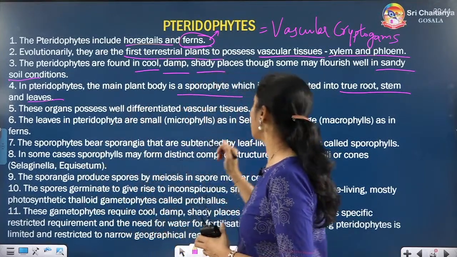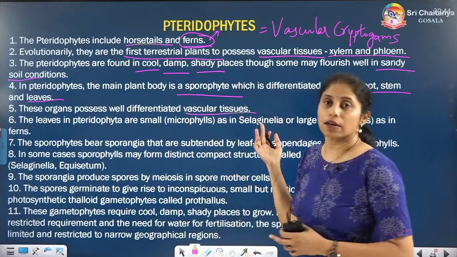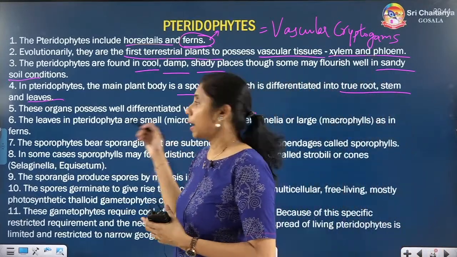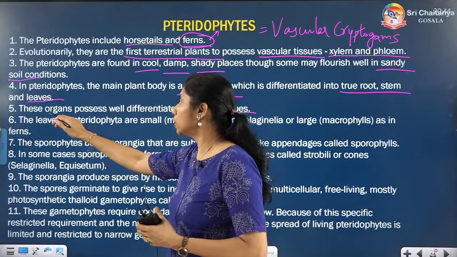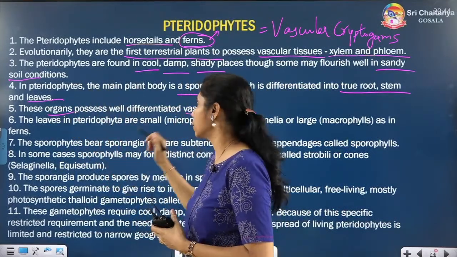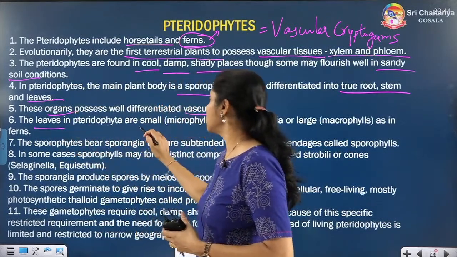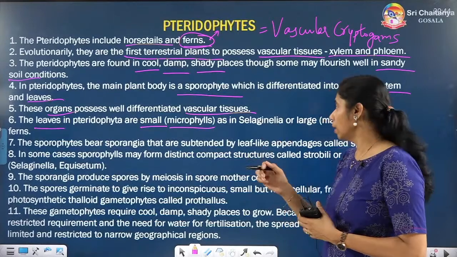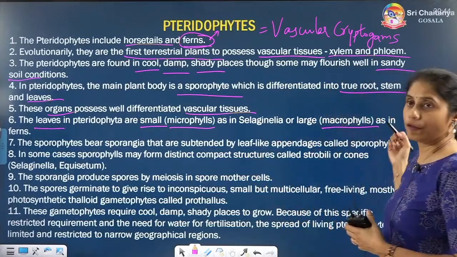They have well differentiated vascular tissues, xylem and phloem. All organs like root, stem and leaf will have vascular tissues. The leaves can be small or large. If the leaf is small, it is called microphyll. If it is large, it is called macrophyll.